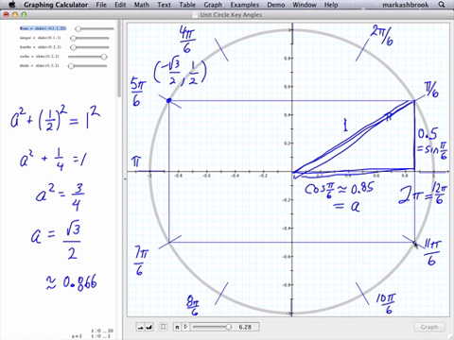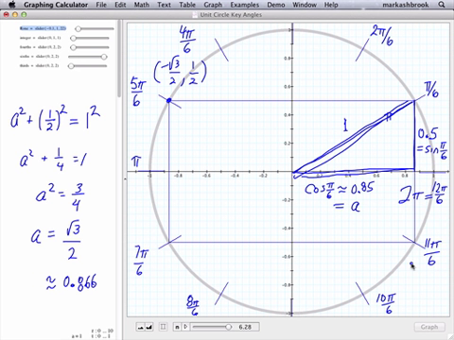Okay? What's the cosine of 11 pi over 6? Positive or negative? Positive radical 3 over 2. It's the same as the x-coordinate at that point. So our cosine here is radical 3 over 2. What's the sine? Negative 1/2.